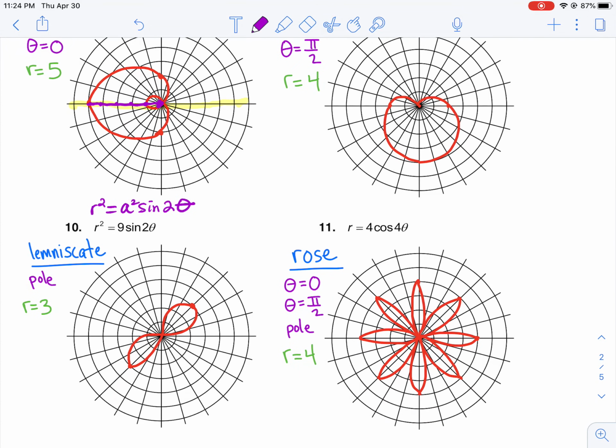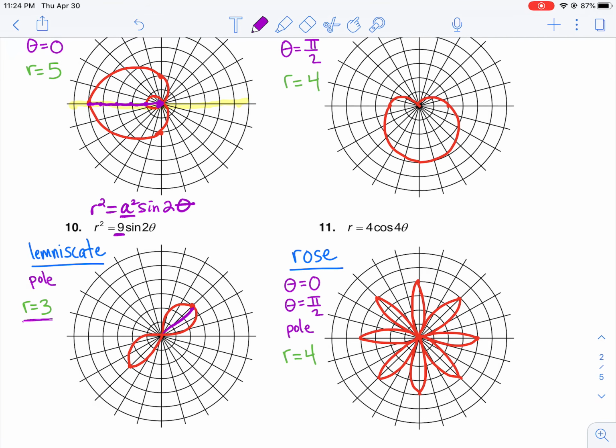Let's see. Number 10 is a lemniscate. It is in the form R squared equals A squared sine of 2 theta. It could also be cosine of 2 theta. Lemniscates also look like that, or could also be in that form. The A value right here is 3, and that will tell you the length of the petal on there. So the length of that petal is 3. That's the maximum R value.